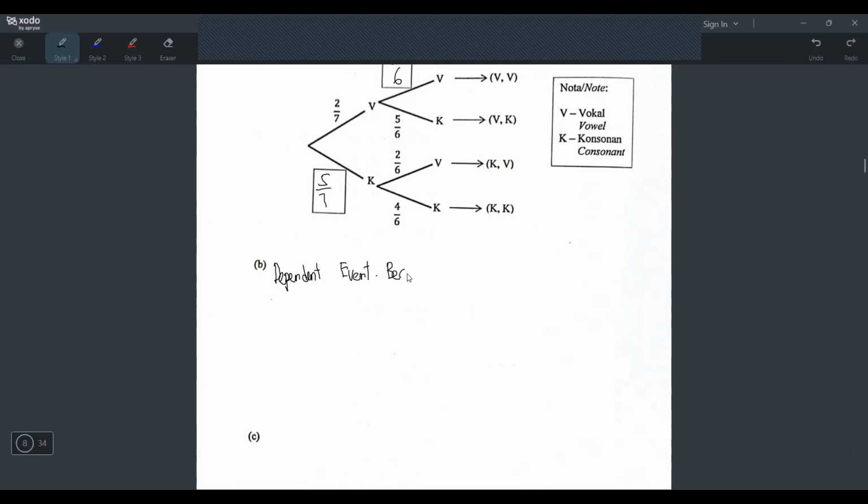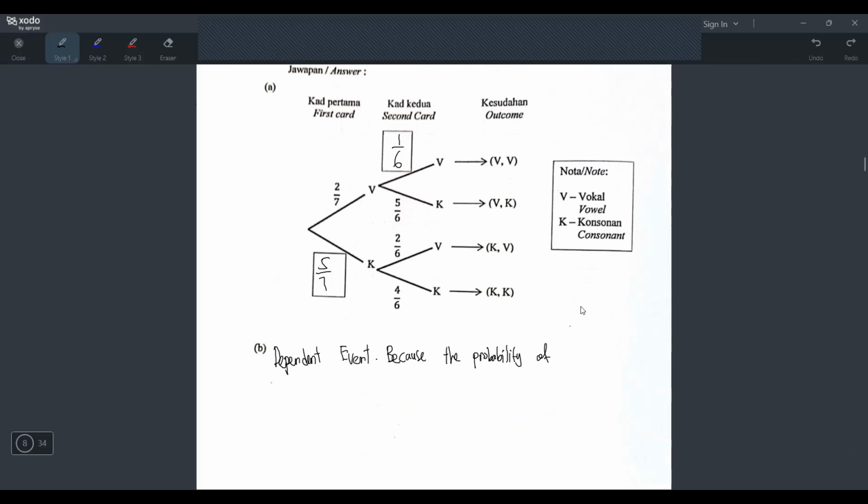So I will write the reason: because the probability of choosing, or getting, the first cut affects the probability of getting the second cut. The keyword here is affects. Affect in bahasa Melayu is mempengaruhi.